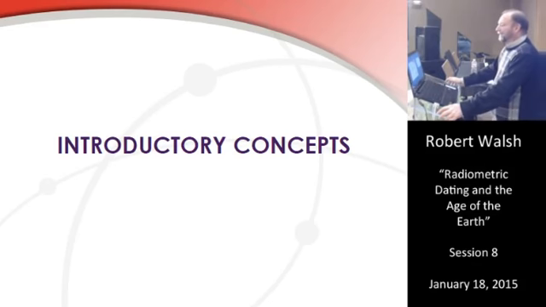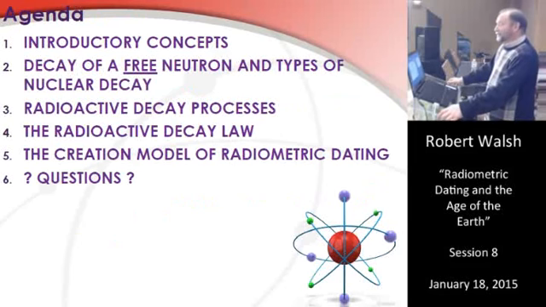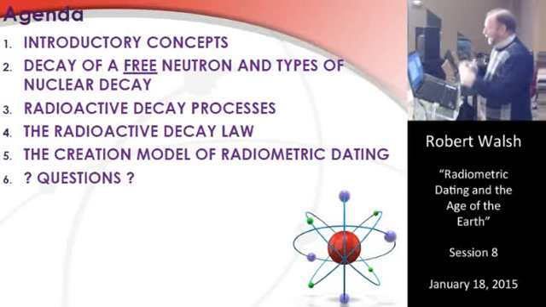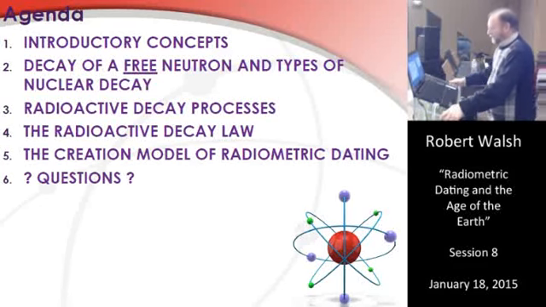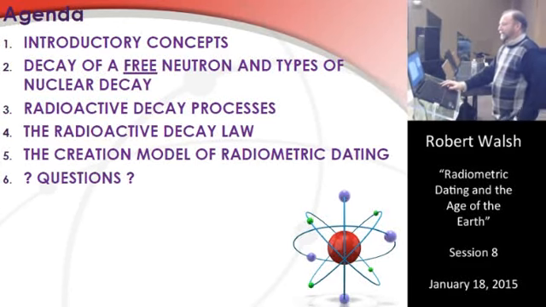We're going to be looking at the decay of a free neutron. You might not have known, but neutrons do decay. We're going to look at the actual radioactive decay process. How does it work? The law that undergirds the radioactive decay process. And we're going to look at the creation model of origins and how this impacts our understanding of radiometric dating, and then we'll take questions from the floor. So let's take a look at some introductory concepts.